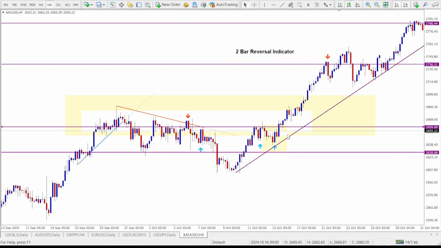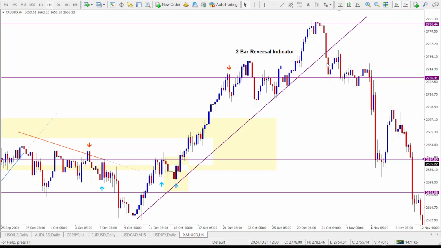So if you had entered a buy trade around here and you notice all this bullish price action, it will have given you confidence to remain in the trade, all right? And then you can exit when the price gets to another resistance, or you get a sell signal from the 2-bar reversal indicator, and that would have been a great place to exit your buy trade.